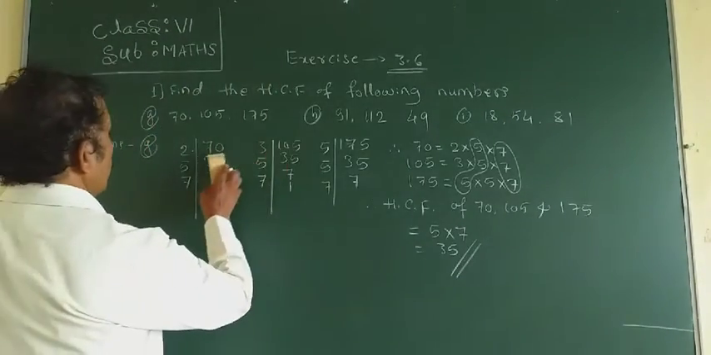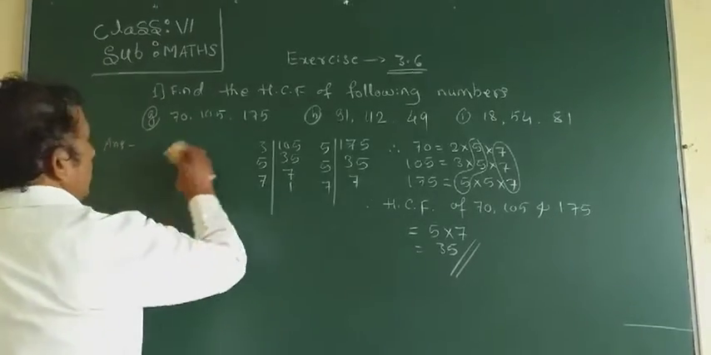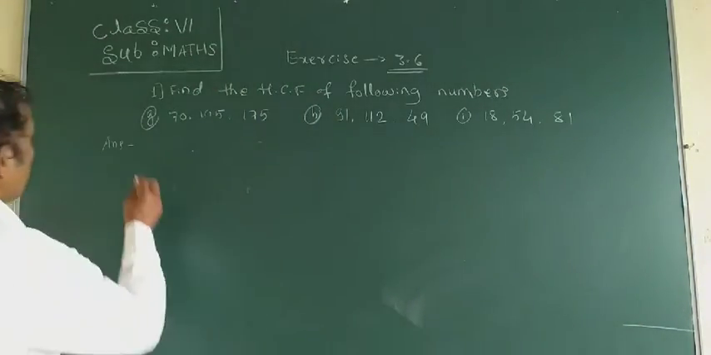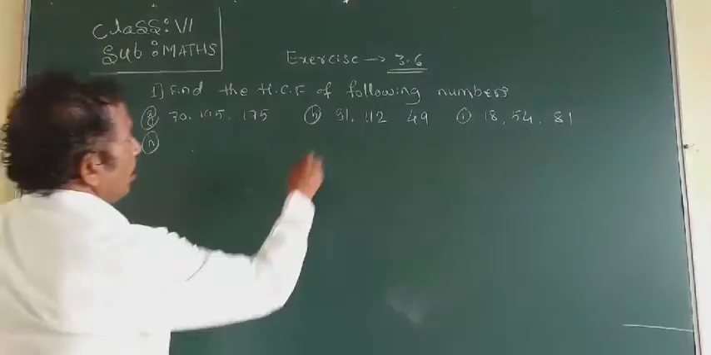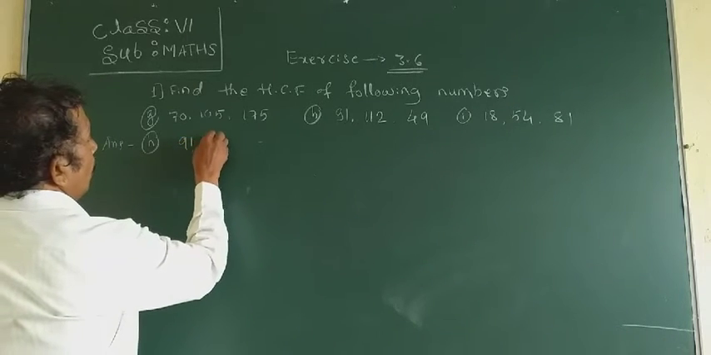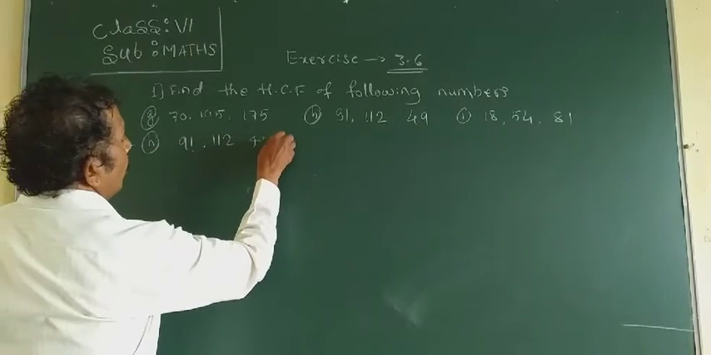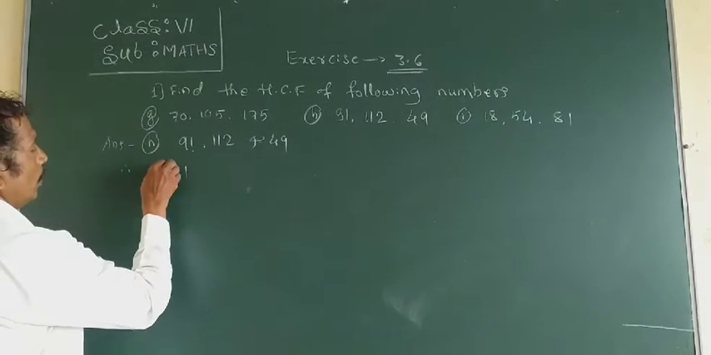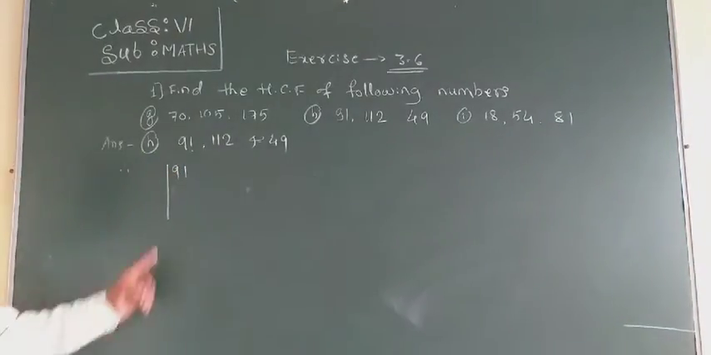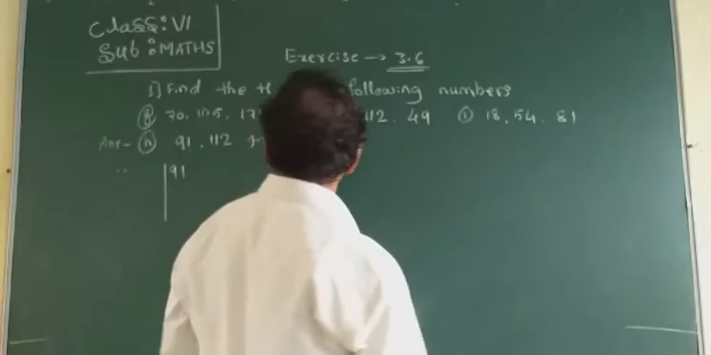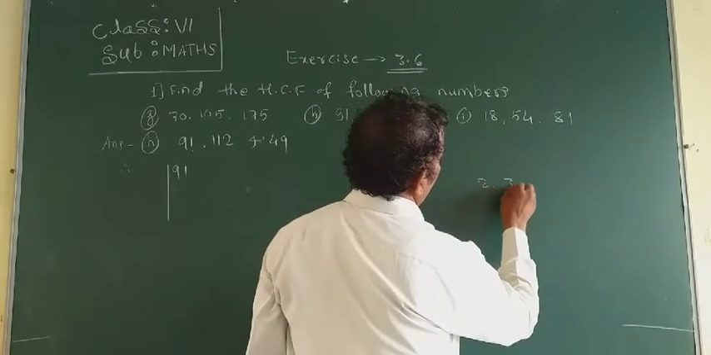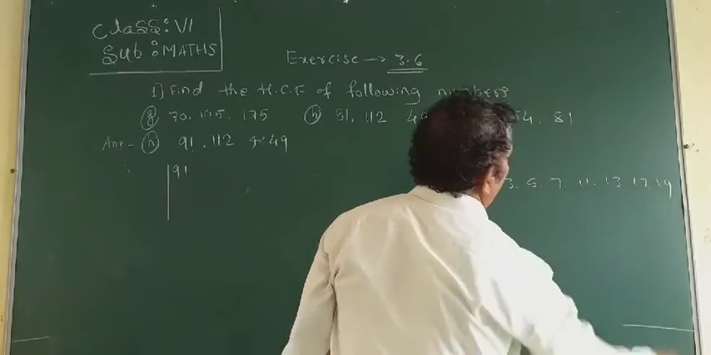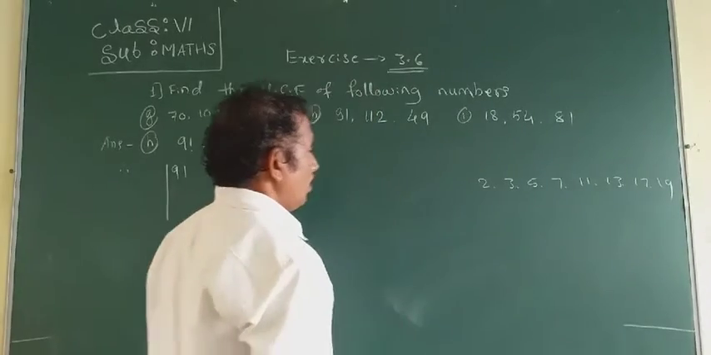Similarly, take the next question. Next question: 91, 112 and 49. Therefore, take the first number 91. We can divide 91 only by prime numbers 2, 3, 5, 7, 11, 13, 17, 19. All these are prime numbers.